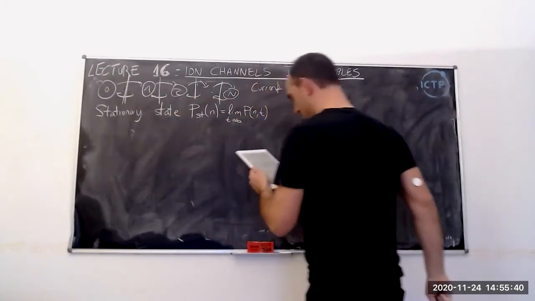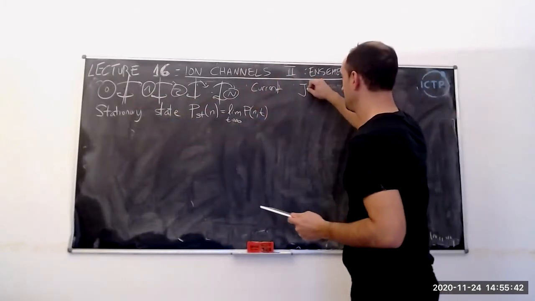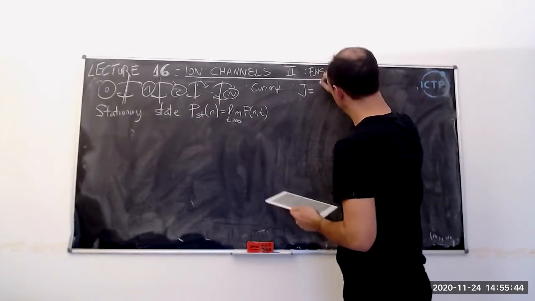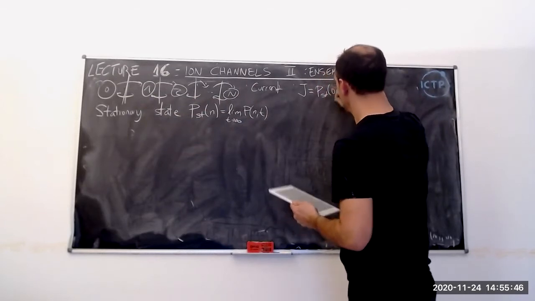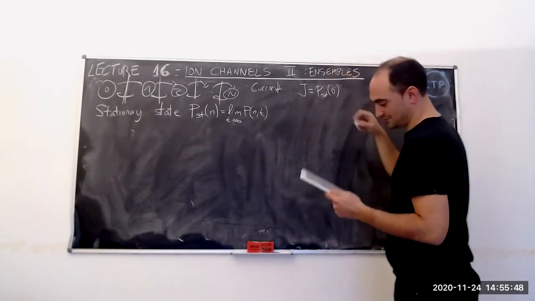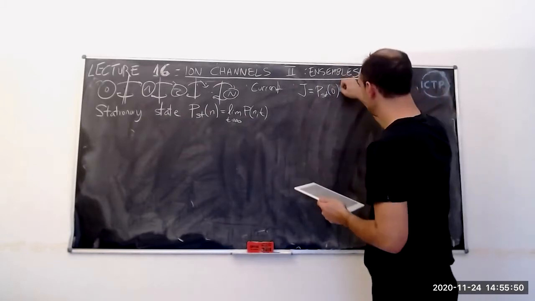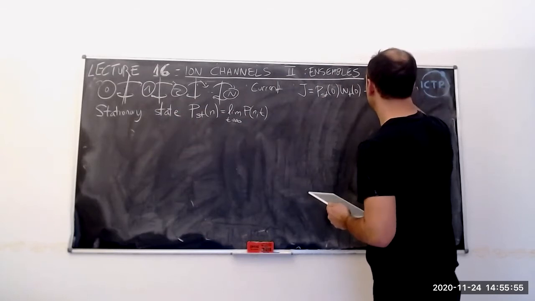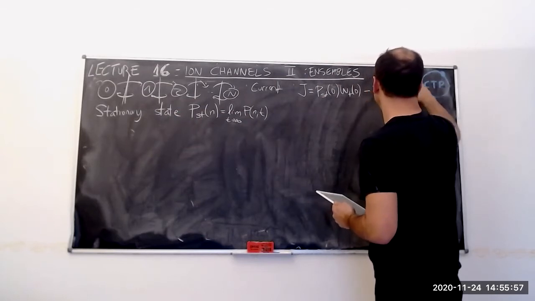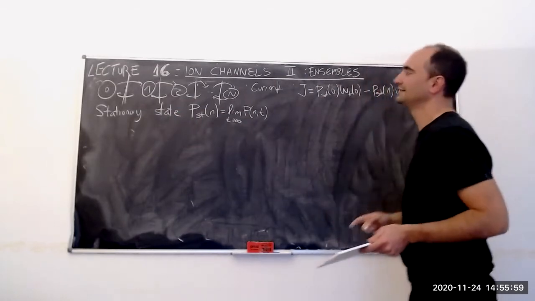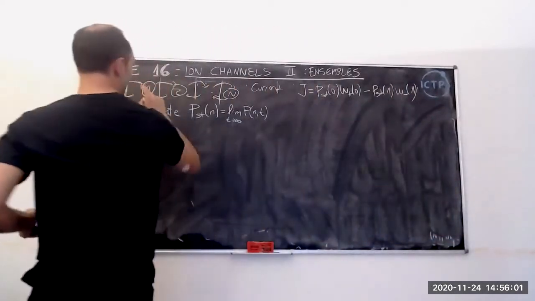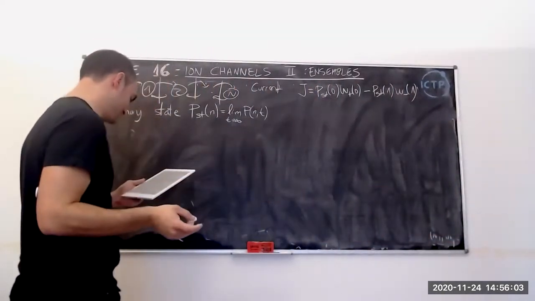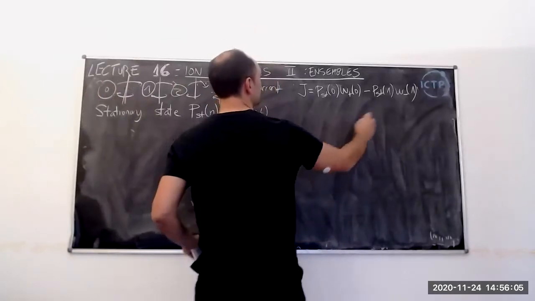is P stationary 0, the rate to the right, which is omega plus 0, minus P stationary 1, omega minus 1. Okay, this is the net current from 0 to 1. But we know that this is 0.